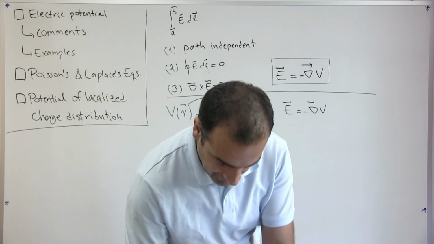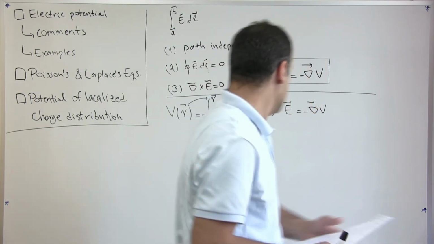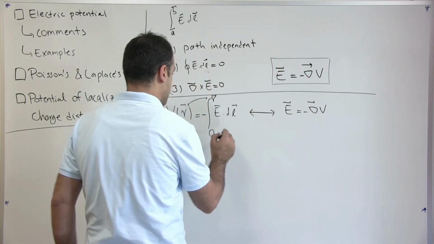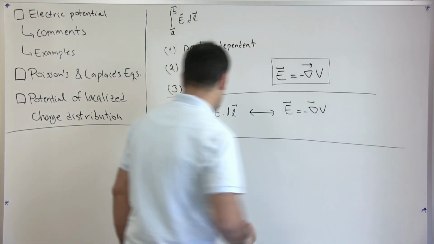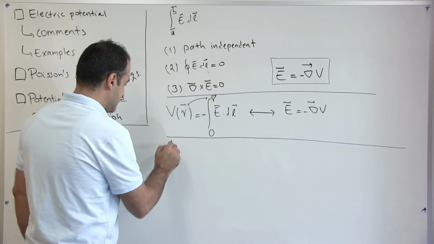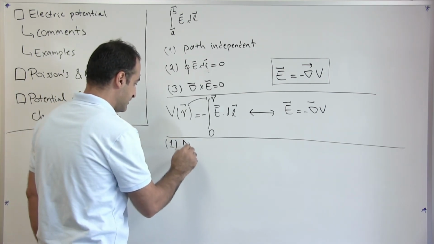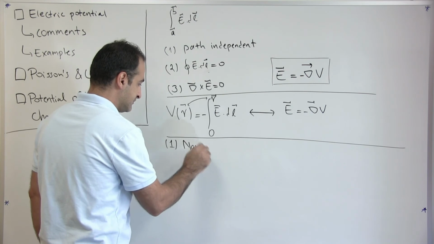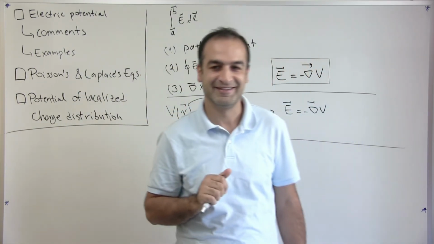Okay, so with this definition and starting point, I'm going to discuss a few points about potential. Number one, I'm following the same order of the textbook, the name of the potential. The name can be actually confusing.